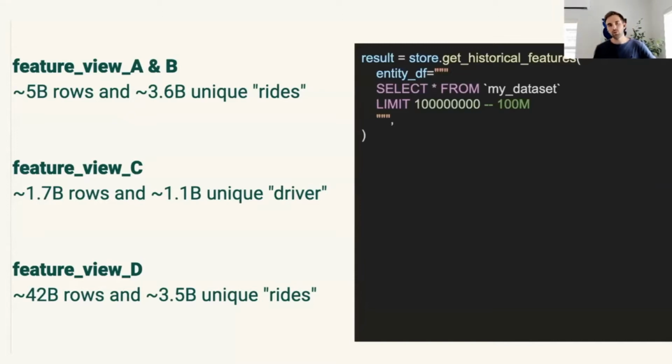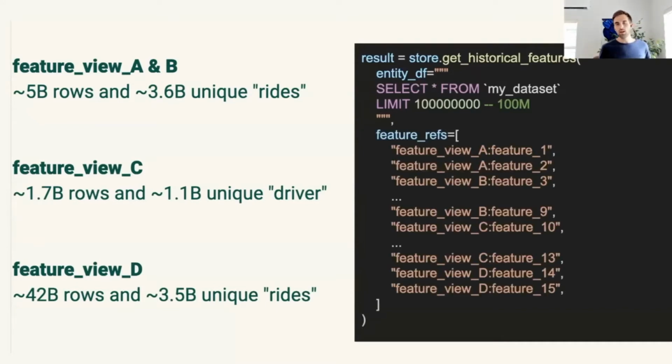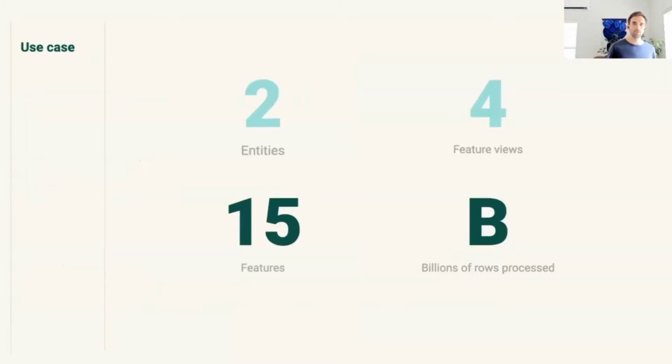When we need to perform historical retrieval, we often only need to do it on a subset of the data. So for example, here, 100 million unique rides. The reason is we don't need to train our machine learning model on all the data. And the last thing important to understand is that those 4 feature views add up to 15 features. So if we recap, this use case has 2 entities, 4 feature views, 15 features, and billions of rows to process.